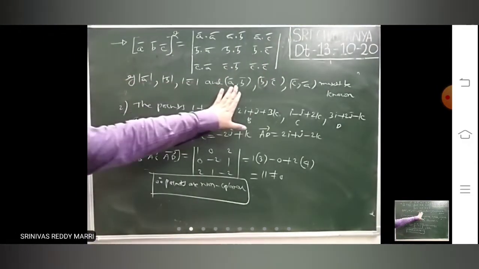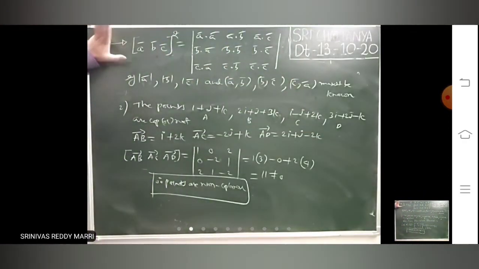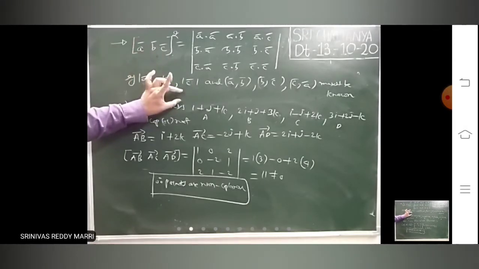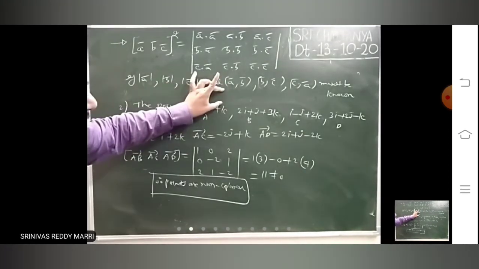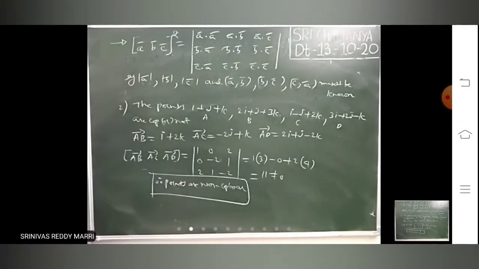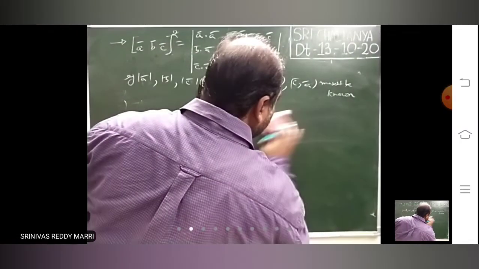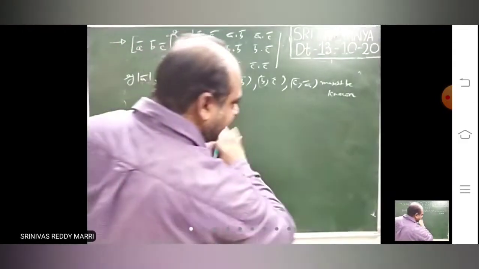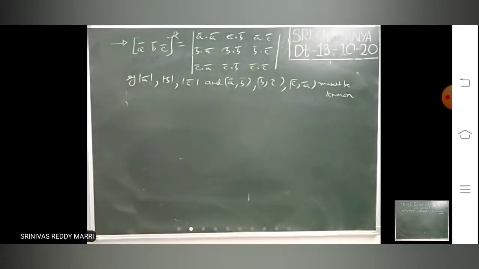Whenever moduli and the angle between each and every pair is known, we will use this formula to calculate box of ABC. Box ABC whole square means box ABC into box ABC, the product of two determinants. If you multiply those two determinants, then you will get it. That is not the determinant property, I will tell that afterwards in determinants. For the time being, if magnitudes are known and the angle between each pair is known, for calculating box of ABC, use this formula.